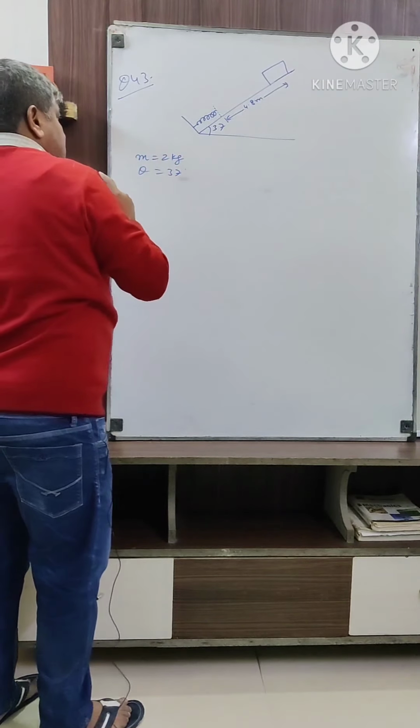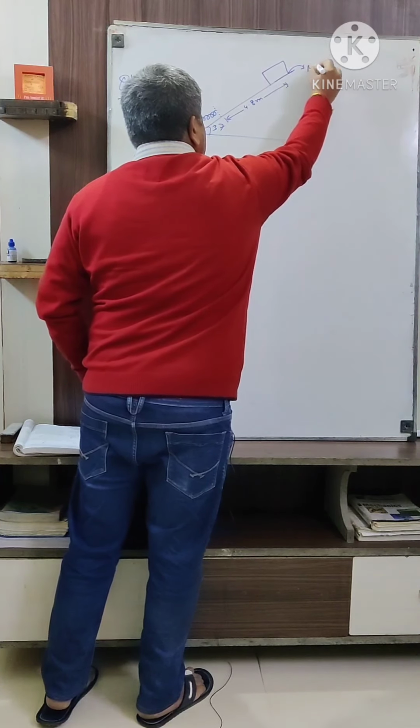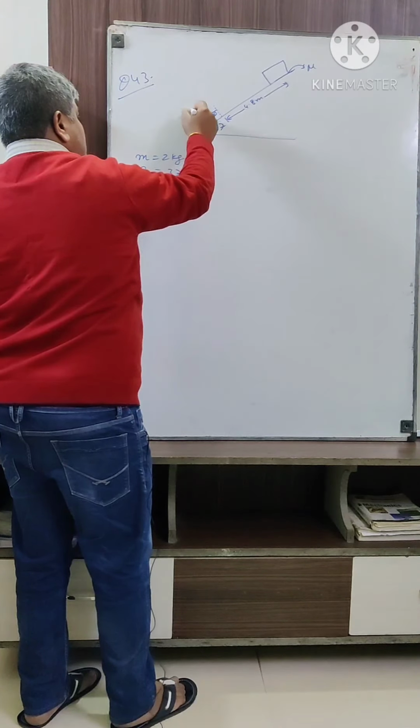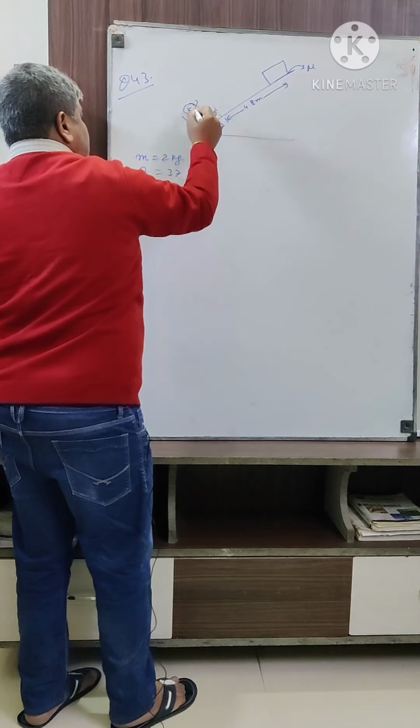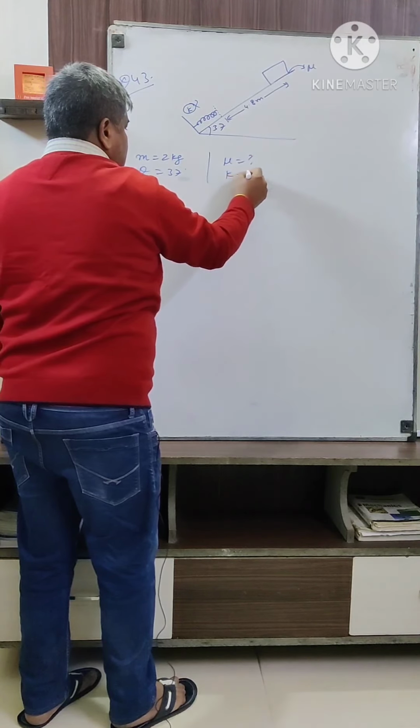We have to find the coefficient of friction between the block and the incline, and the second thing we have to find is the spring constant K. So we have to find two things, that is mu and K, where K is the spring constant.